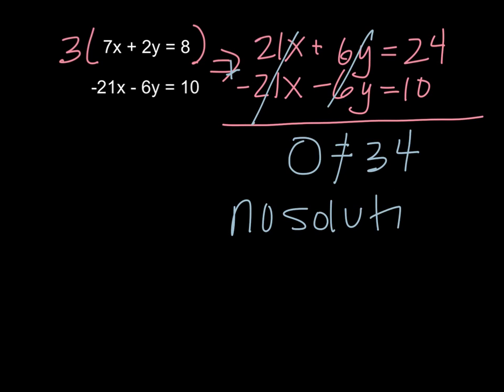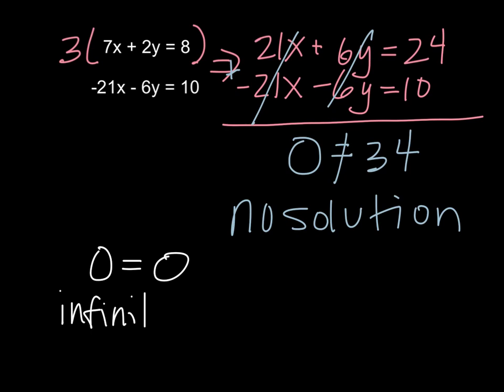That means these lines are actually parallel to each other, so they never cross, which means there's no point that would work in both equations. If you got something like, let's say your answer was 0 equals 0 after you added the two equations together, then your answer would be infinite numbers of solutions, because that means the two lines are actually the same.